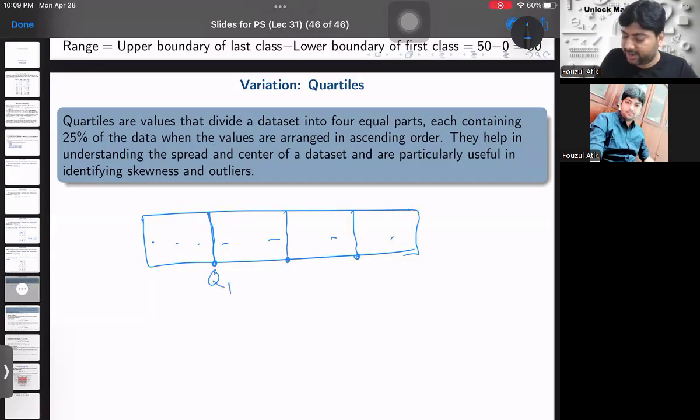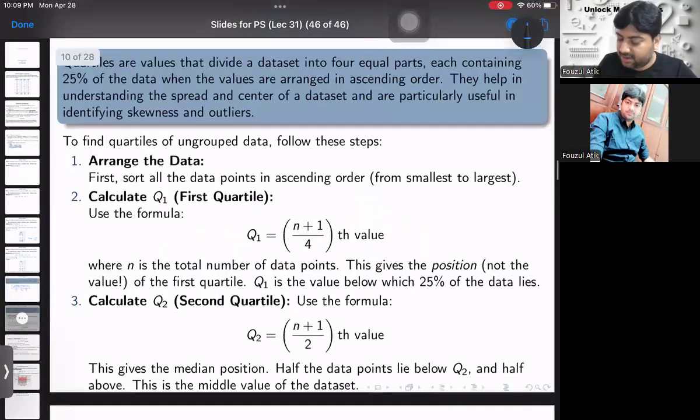This is some point which is Q1, the quartile 1. This is Q2. This is Q3. And they divide the whole data into 4 parts: 25% here, 25% here, 25% here, and 25% here. Now we have a formula to find these Q1, Q3 values. Your first job is to arrange the data, sorting the data points in ascending order from smallest to largest.